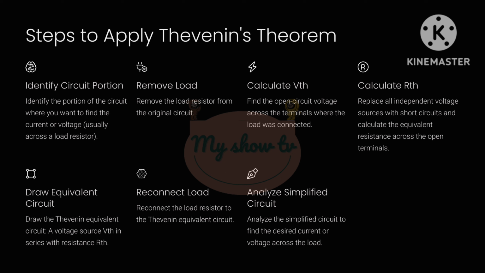Step 4. To find the Thevenin resistance, deactivate all independent voltage sources by replacing them with short circuits, and calculate the resistance across the same terminals. Step 5. Now draw the Thevenin equivalent circuit, a voltage source equal to VTH in series with resistance RTH. Step 6. Reconnect the load resistor to the simplified Thevenin circuit. Step 7. Finally, use Ohm's law to find the current through or the voltage across the load resistor. This process not only makes calculations easier but also helps understand how the circuit behaves when the load changes.